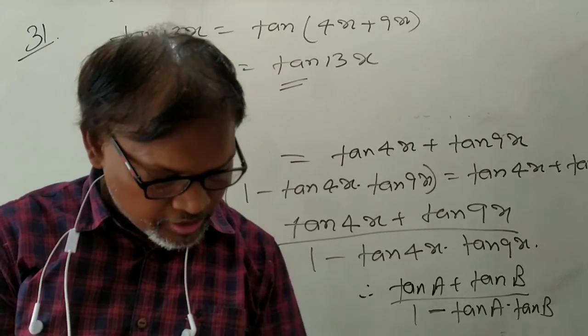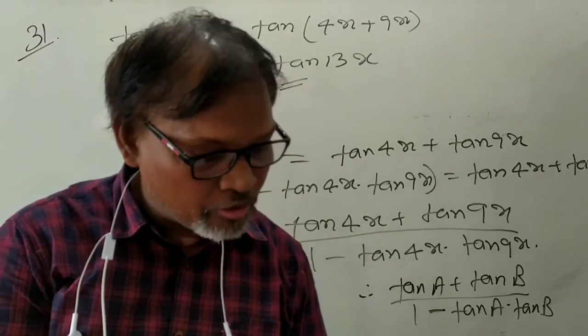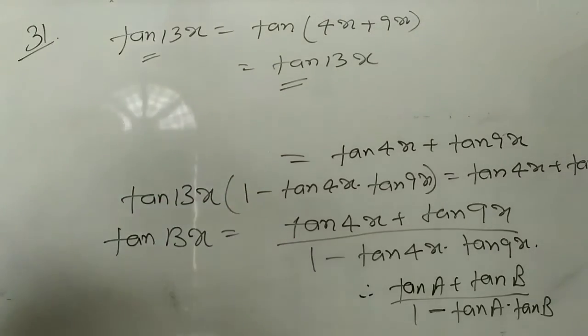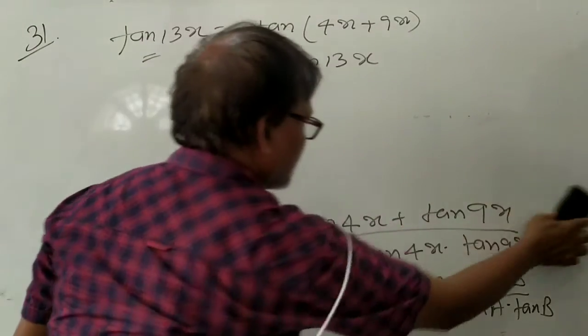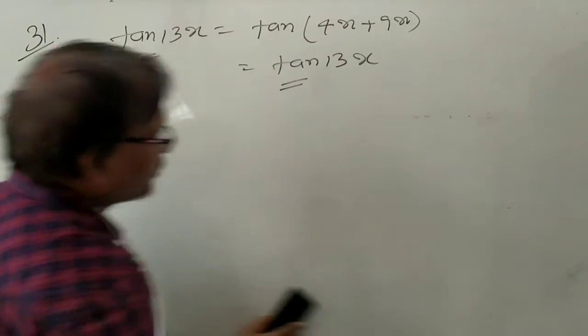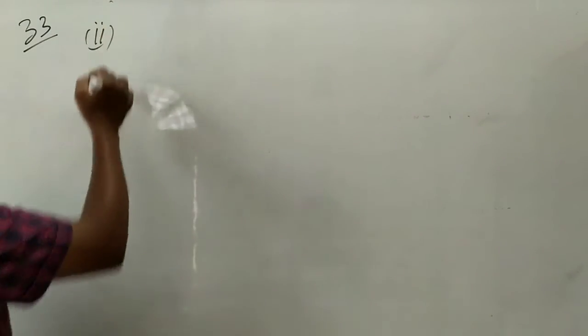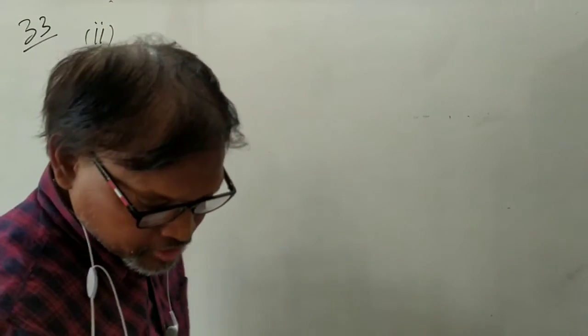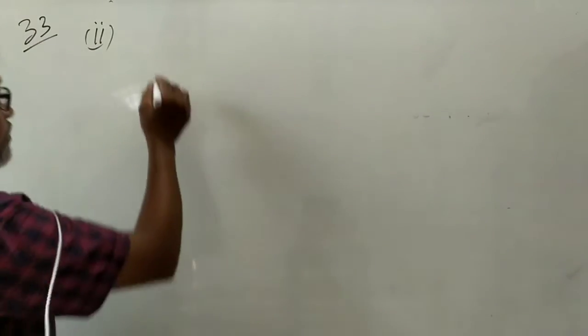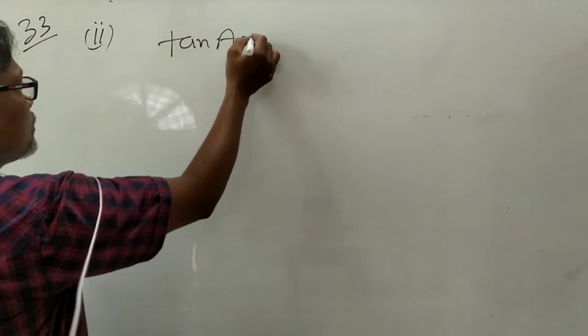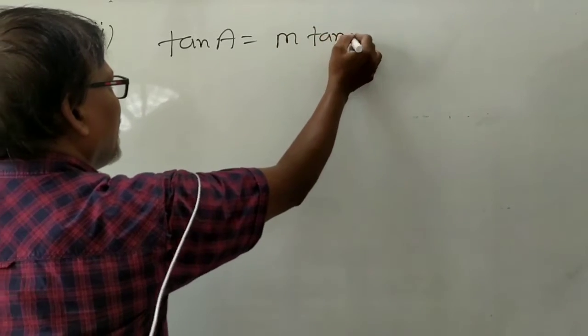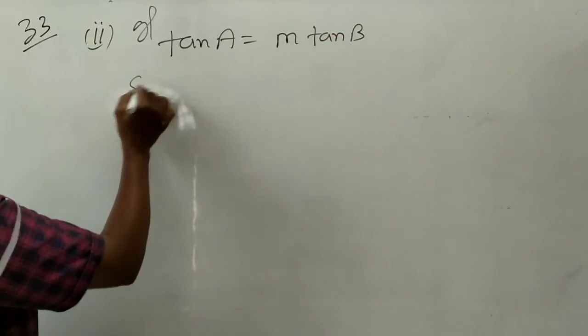Then there are questions in which you have to apply componendo and dividendo. One more question where I can apply componendo and dividendo, which is also given: question number 33, second part or first part, you can take either, both are fine. Tan A is equal to m tan B, it is given.